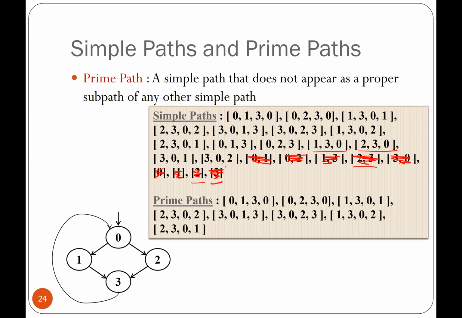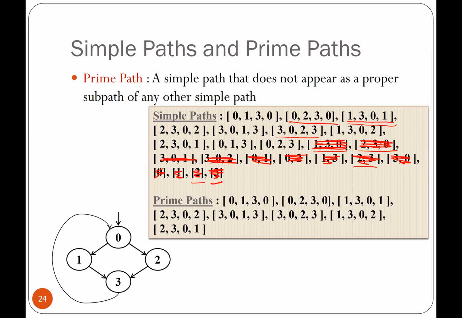Now we're getting to 3. So the bigger the simple path becomes, the more likely it is this is going to end up being a prime path. Okay, so 3, 0, 2. Can I find it somewhere else? Yes. So 3, 0, 1. Can I find it? Yeah, here it is. Then no. 2, 3, 0. Yes, I can find it here. 1, 3, 0. Yeah, it's right over there. So 1, 3, 0 because it's right over in this one.